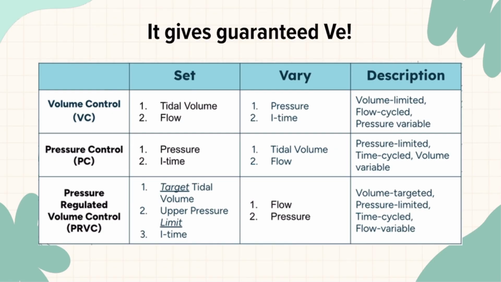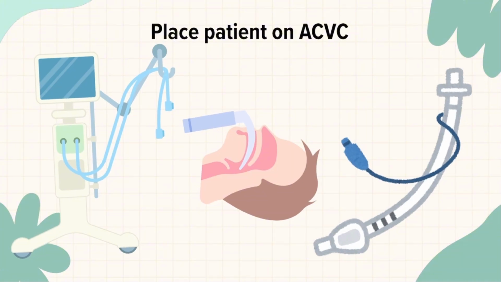It's important to understand that out of these 3 breath types, in terms of volume, one is variable, one is targeted, and only one is guaranteed. We want our patient to have the ability to trigger on the vent, while also guaranteeing their minute ventilation. So ACVC is going to be your best starting mode.